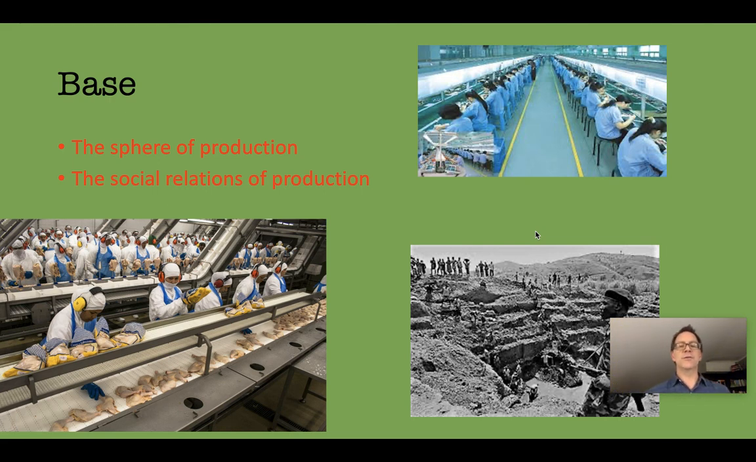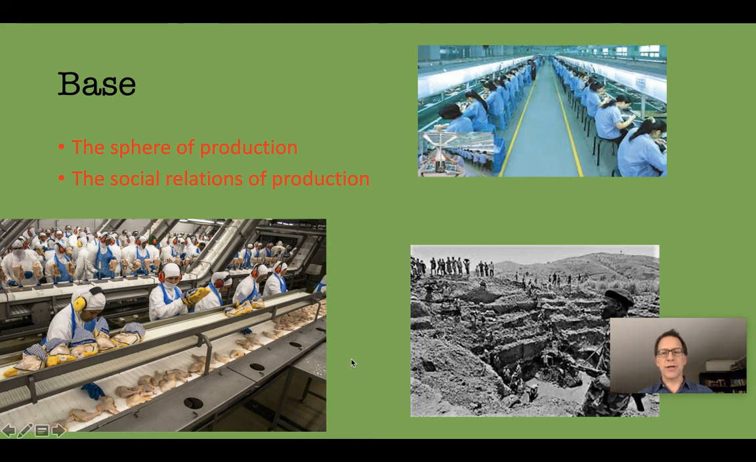So the base refers to two things: the sphere of production, where commodities are produced, and also it refers to the social relations of production, because as Marx looks at the sphere of production, observes it, studies it, analyzes it, tries to understand it, he understands that the sphere of production is structured by a social relation, which is to say this uneven power dynamic that obtains between the bourgeoisie and the proletariat.